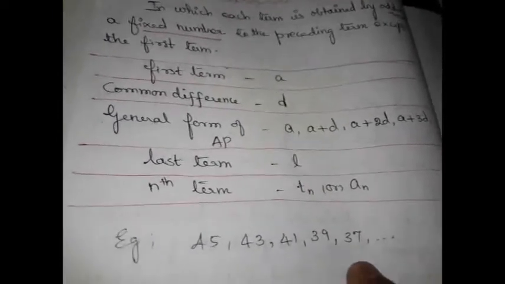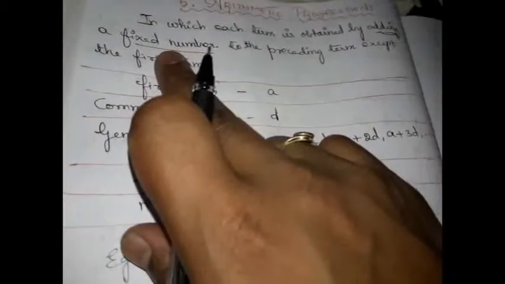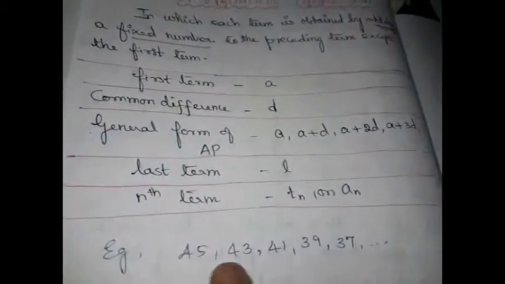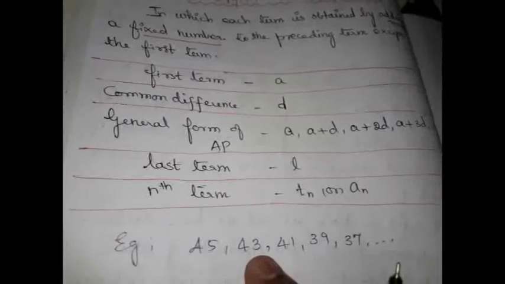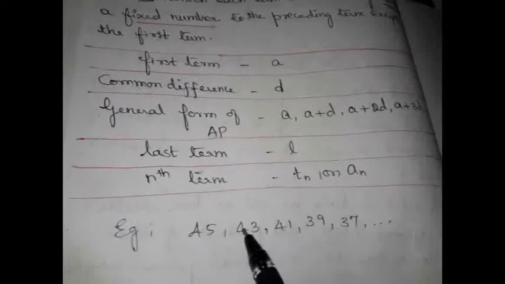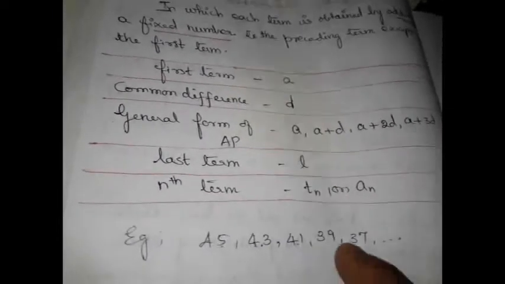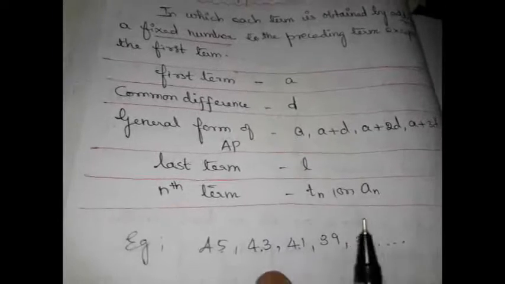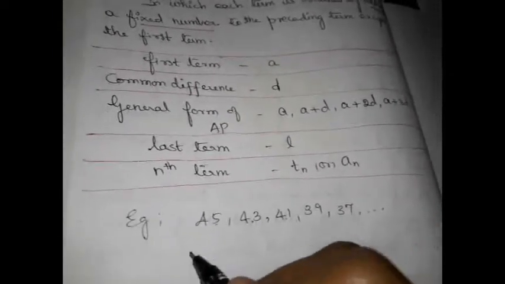And what sort of pattern is it? If you add a fixed number to the preceding term, we get the next term, right? That fixed number can be positive, negative, or even 0. For example, if I add 2 to 43, I get 45. If I add 2 to 41, I get 43. If I add 2 to 39, I get 41. So there is a common difference between each term of this sequence. Such a sequence we will call an AP.